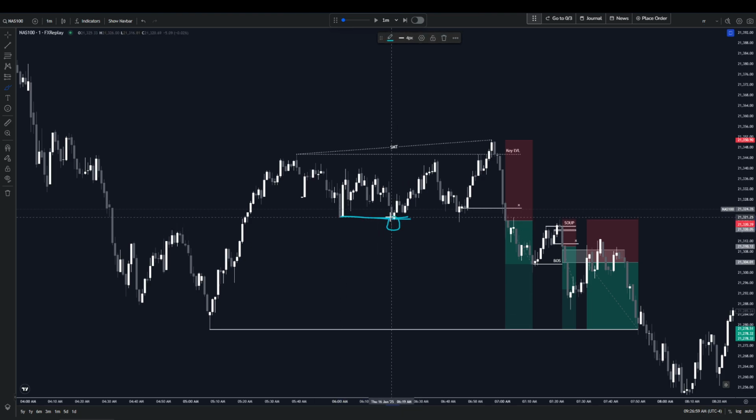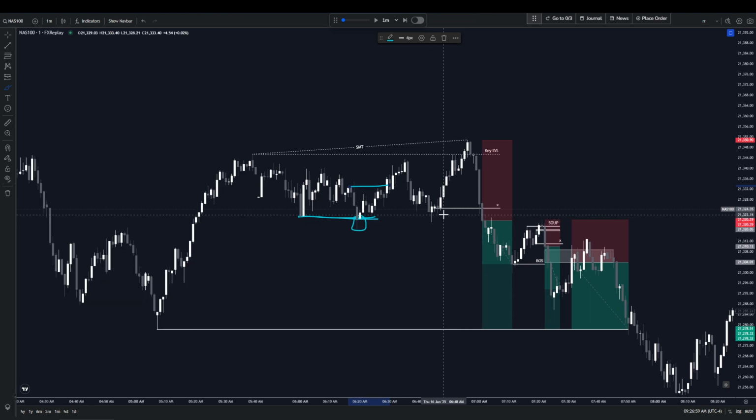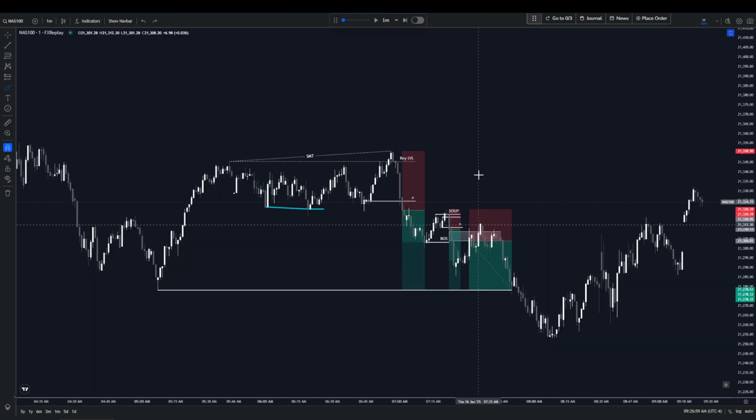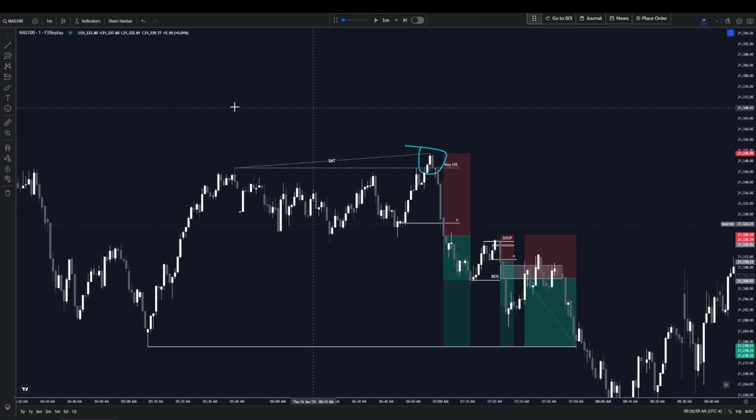We have a really nice rejection wick. Sure, debatably we don't have a good distribution move after this sweep of liquidity. Some of you would probably still take this change in state of delivery, break of structure, whatever. Okay, I'm just going to assume that because we're kind of just pattern trading the 1 minute. Why does this key level in SMT work in comparison to this 1 minute sweep? So this doesn't work and this works.